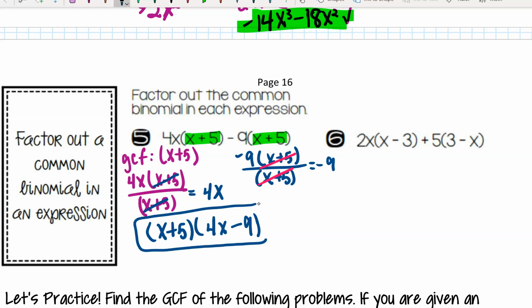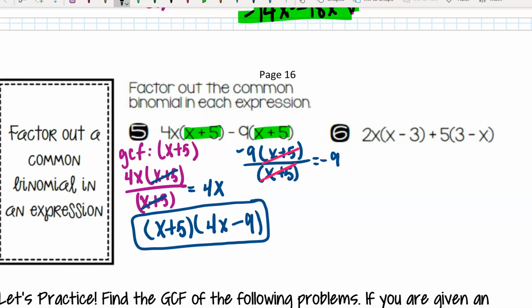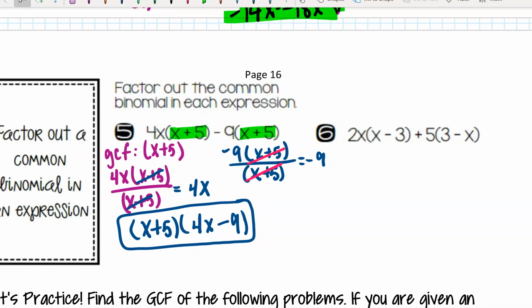Okay? So when you have something that isn't a monomial and you're trying to factor it out, this is the same process. It follows the same process as a monomial. It just looks a little different. I want to take a look at number 6 with you before I ask you to do it because it's a little bit more complicated.